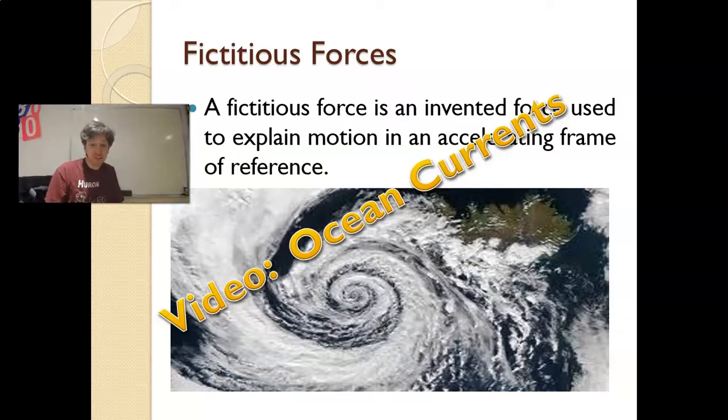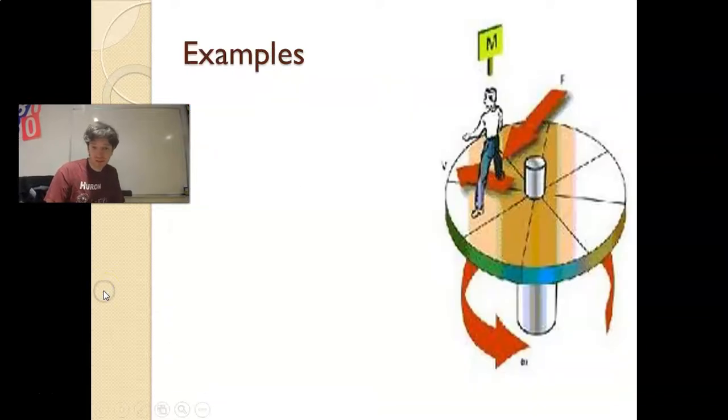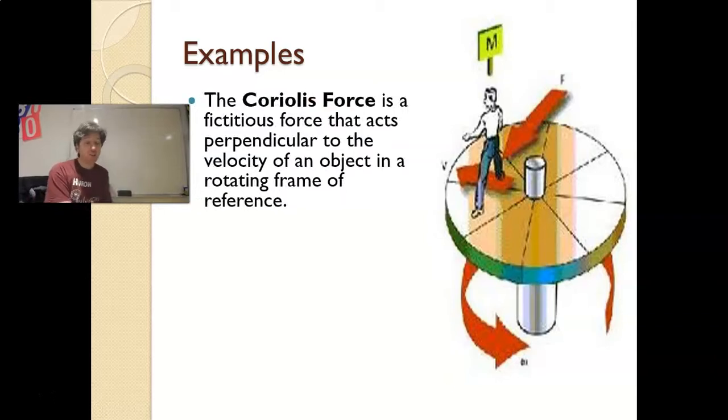The first one that we looked at, which is really the cause of hurricanes, is why hurricanes move in one direction in the northern hemisphere and the other direction in the southern hemisphere. And it's because from your point of view, it's rotating in opposite directions if you just turn yourself upside down. Next slide. Okay, and we call this the Coriolis force. The Coriolis force is the force I was mentioning, where this fictitious force acts perpendicular to the velocity of an object in a rotating frame of reference.